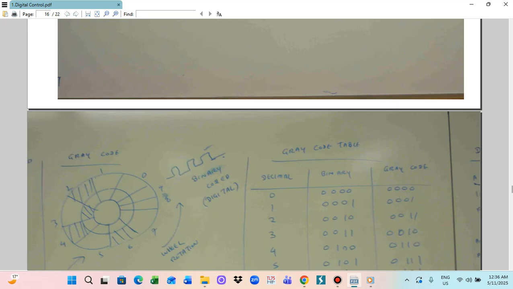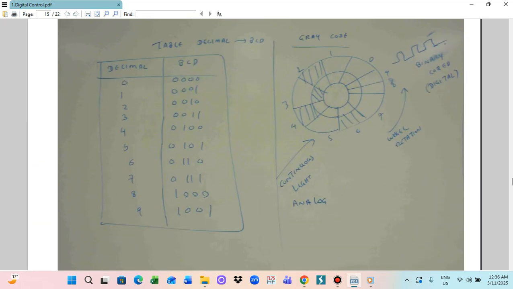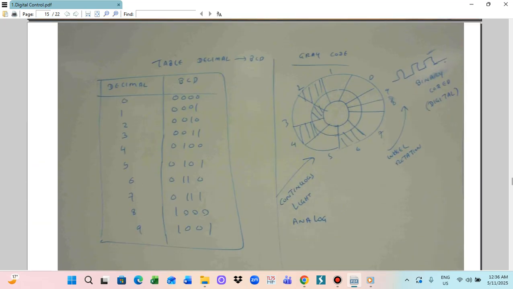And now we utilize the gray code. Gray code number is similar to BCD. BCD function only ends at 9, so gray code we can utilize up to 15. So this is how we can use the gray code number.